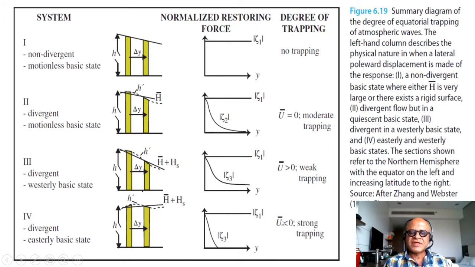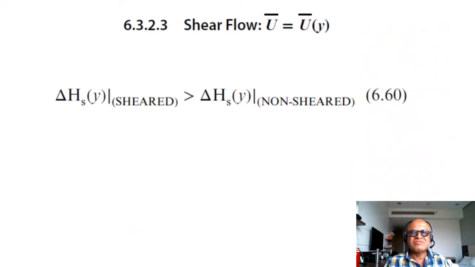So here you have a westerly easterly basic state, so the trapping is stronger, which means the induced vorticity drops off much faster. So the flow is trapped to the equator, waves are trapped to the equator much more strongly. It's the same story.